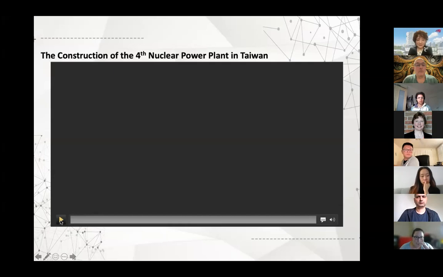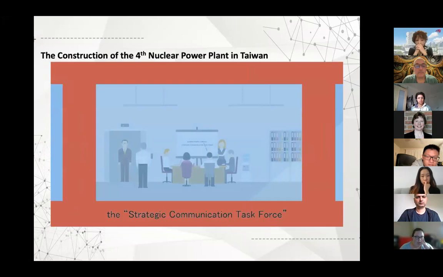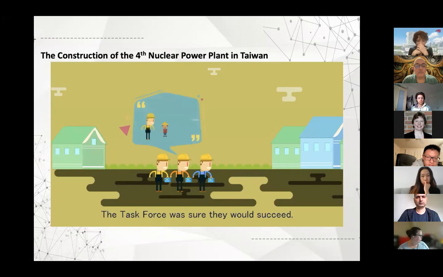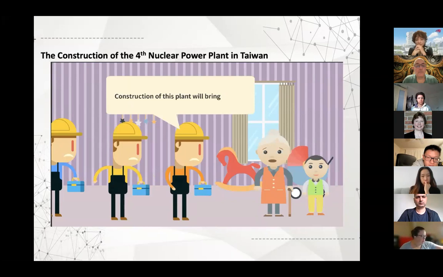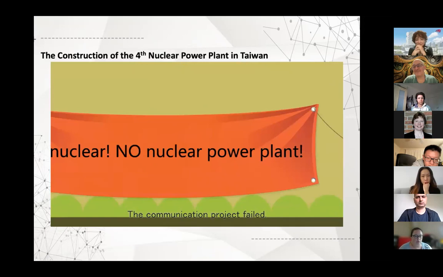In 1991, a decision has been made to build a nuclear power plant in Gongliao, a small fishing village. The Taiwan Power Company established the Strategic Communication Task Force to convince residents of the need for the plant. The task force was sure they would succeed, but encountered great resistance from the villagers. Nuclear power has many benefits. Construction of this plant will bring cleaner, cheaper energy to the village. Who are you? What do you want? Everyone is off fishing. I did not understand a word you said. Please leave. The communication project failed. The protests from villagers continued. The legislature quickly froze the funding for the plant's construction.